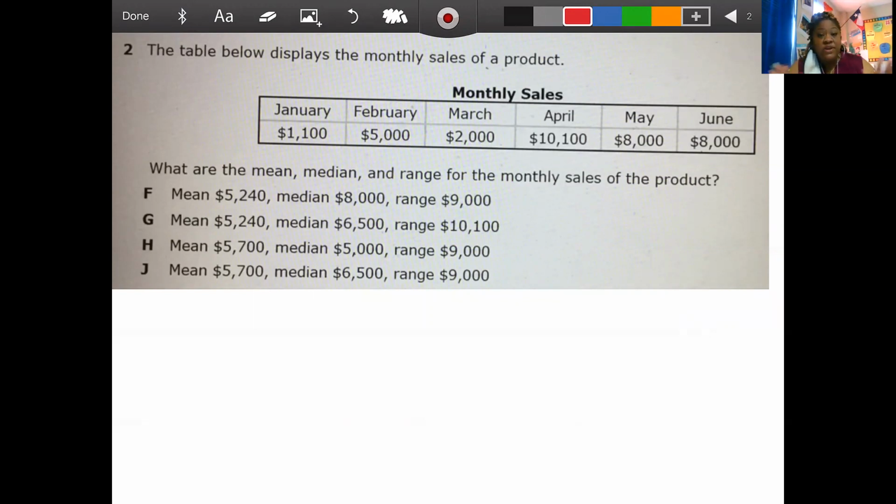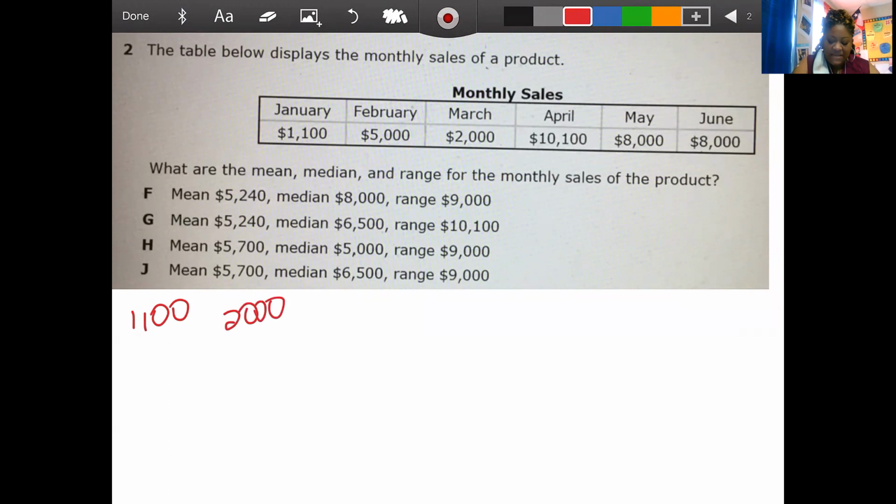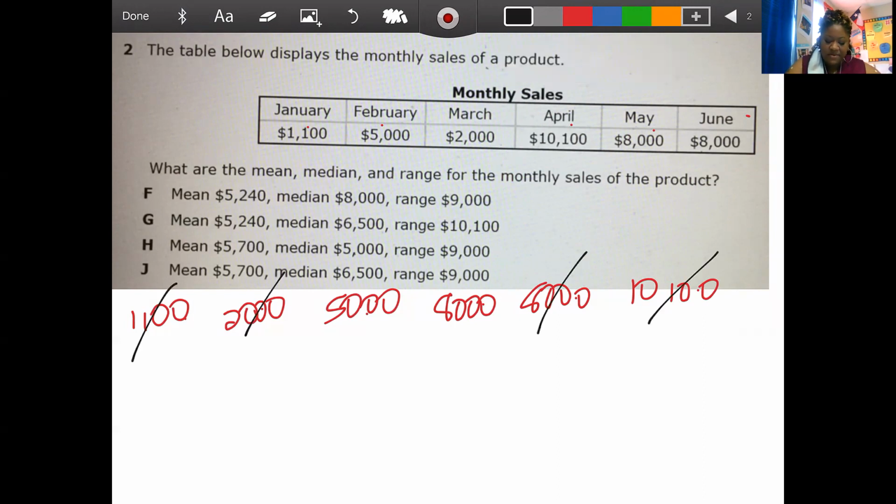Before you do anything, you have to put the numbers in numerical order. Okay, so the least number is 1,100. Then we have 2,000. Then 5,000. Then 8,000, another 8,000. You have to put them in order first, least to greatest, and then 10,100. So 1, 2, 3, 4, 5, 6. Making sure I wrote all of them down. So to find the median, you have to cross off 1 on each side until you find the middle number. Now, there are 2 middle numbers because you have 2 crossed off over here, 2 crossed off over there, okay?